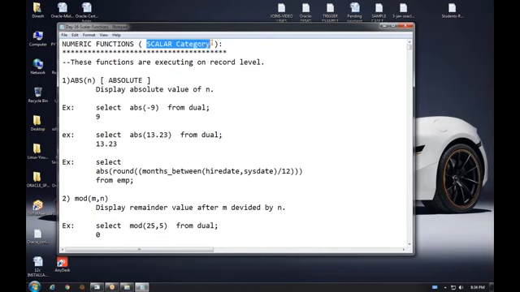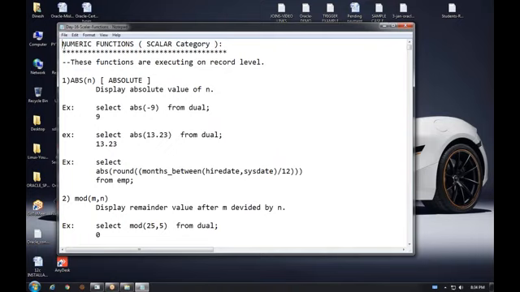What is a scalar function? A scalar function executes on each record. For each record, it will display one output. That's why scalar functions are also known as single row functions. For each single record, there should be one output value.